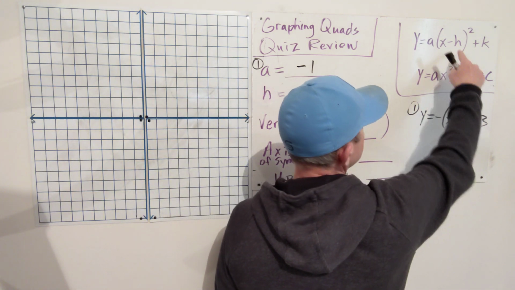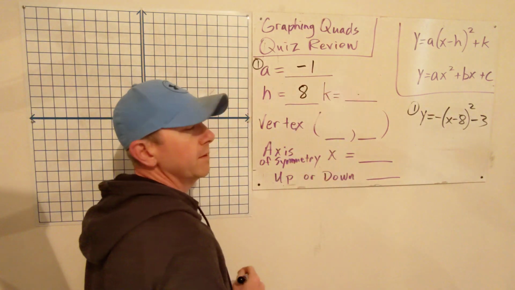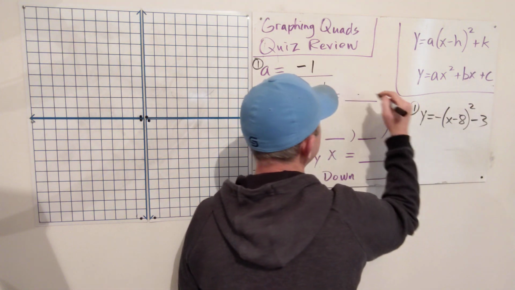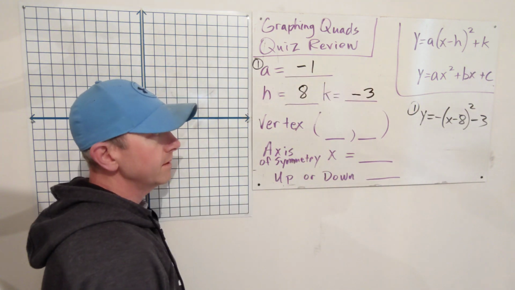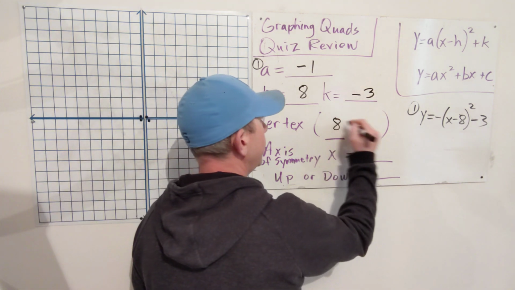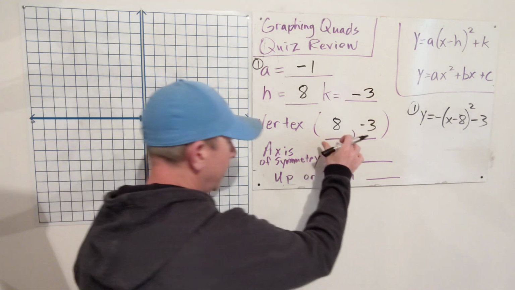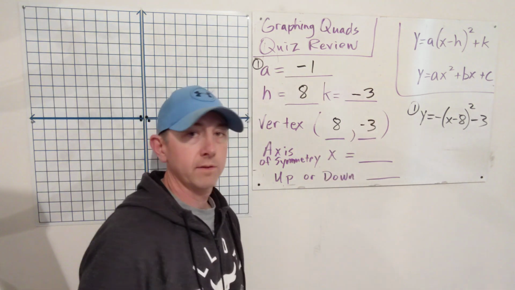Next, the h value. Notice the formula has a negative in it, so you have to change the sign. That's one of the tricky parts of this. So this would be a positive 8. The k value would be a -3. So that means the vertex is (8, -3). And again, when you fill in the blanks, don't press the space bar, don't leave any spaces between the negative and the 3.